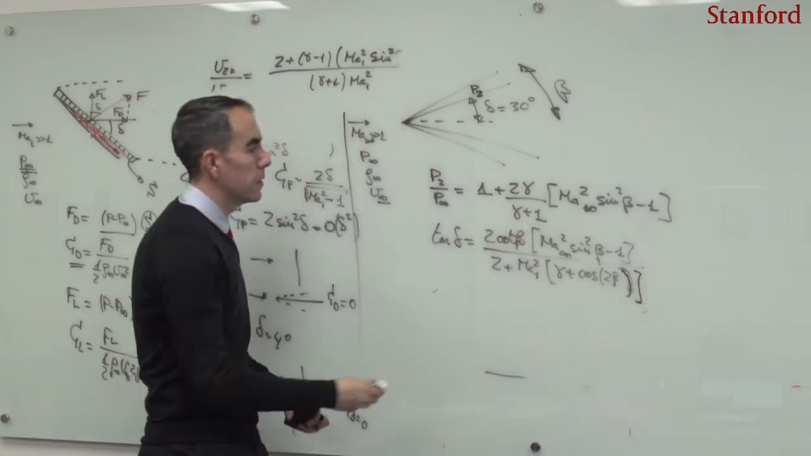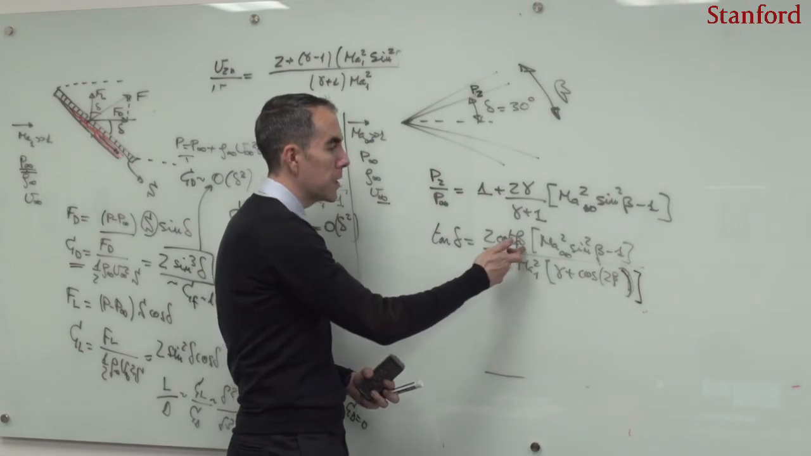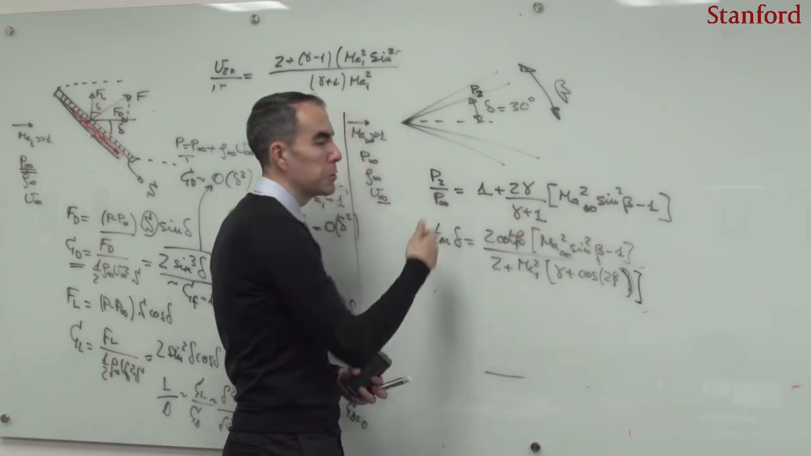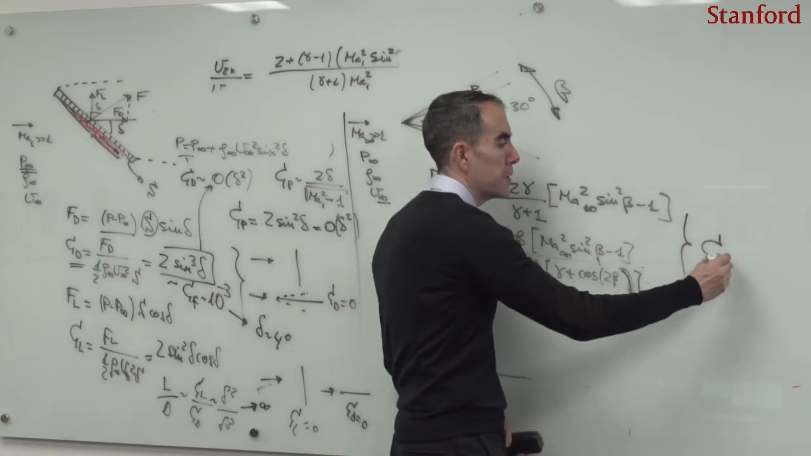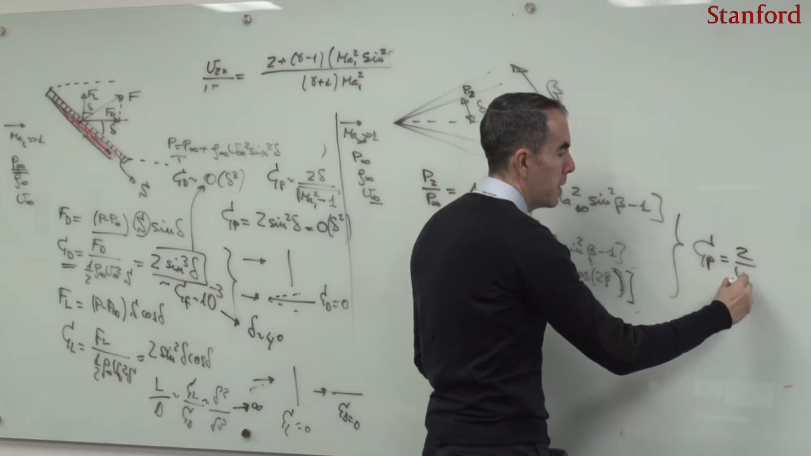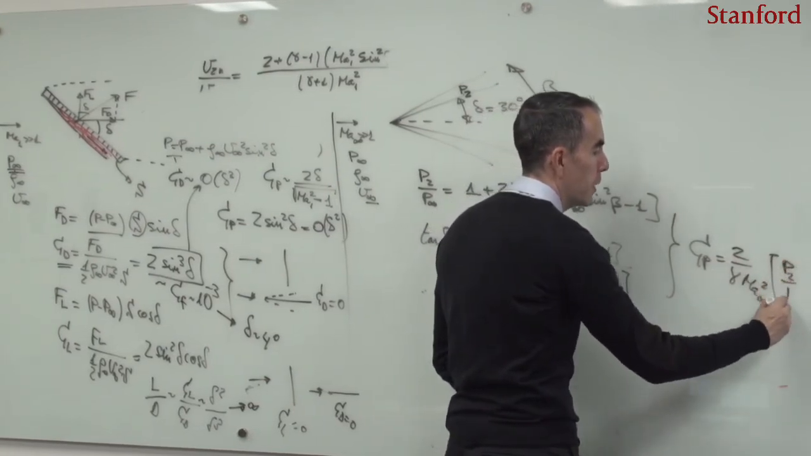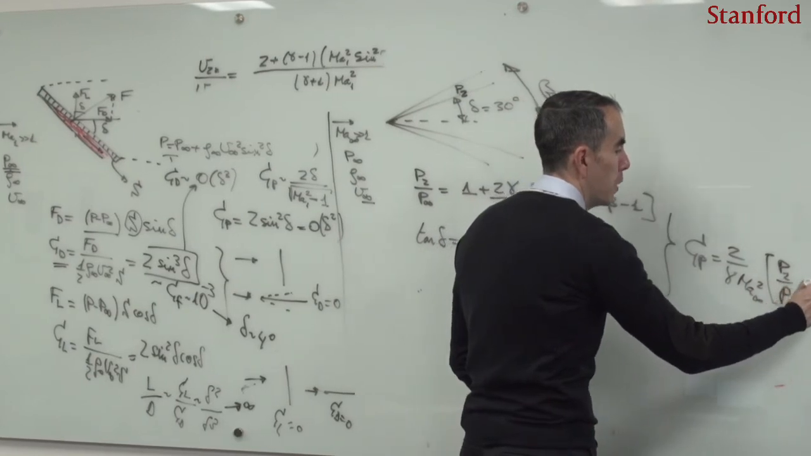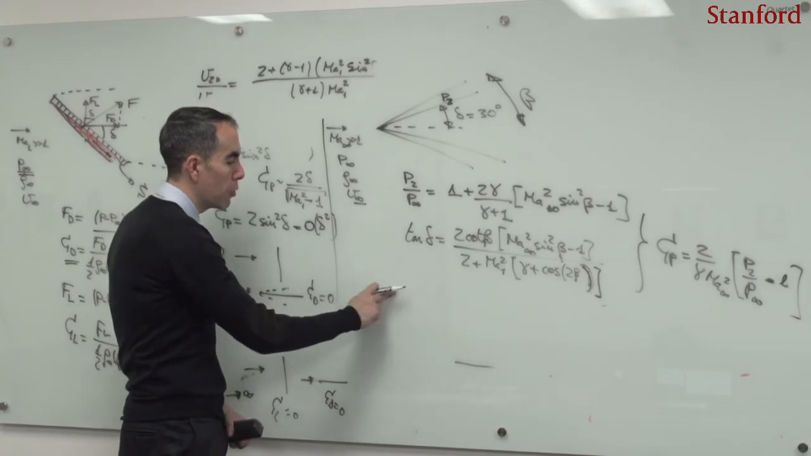Right, so with this, one can solve the problem. If I have delta, I can obtain beta, and if I have beta, I can enter here and obtain P2. With this, I could come here and obtain the pressure coefficient as 2 divided by gamma Mach infinity squared, multiplied by P2 over P infinity minus 1. Right? And I could plot this in order to obtain the drag force.